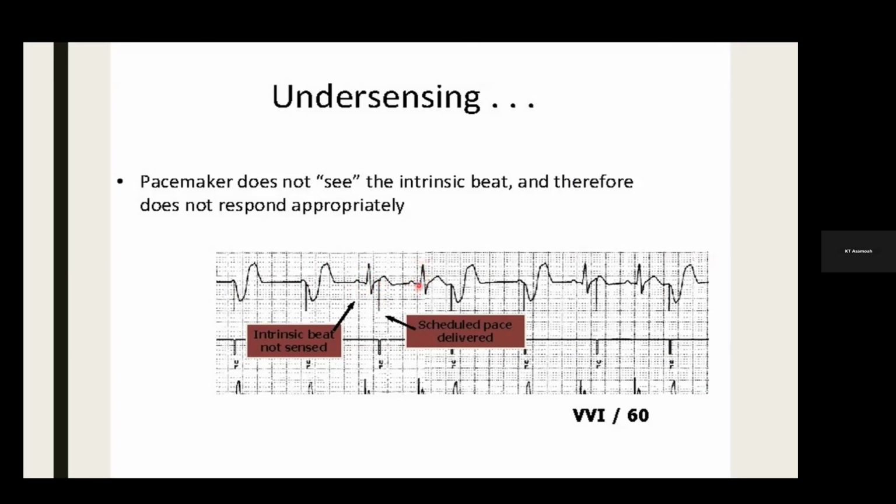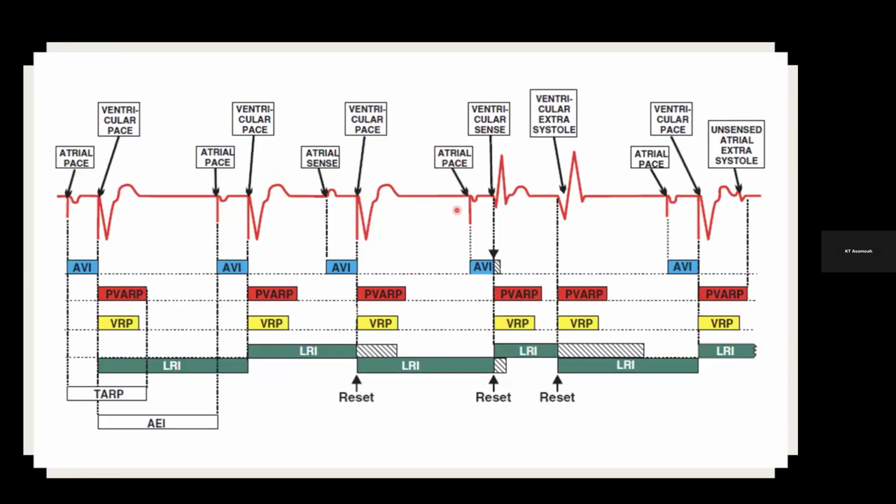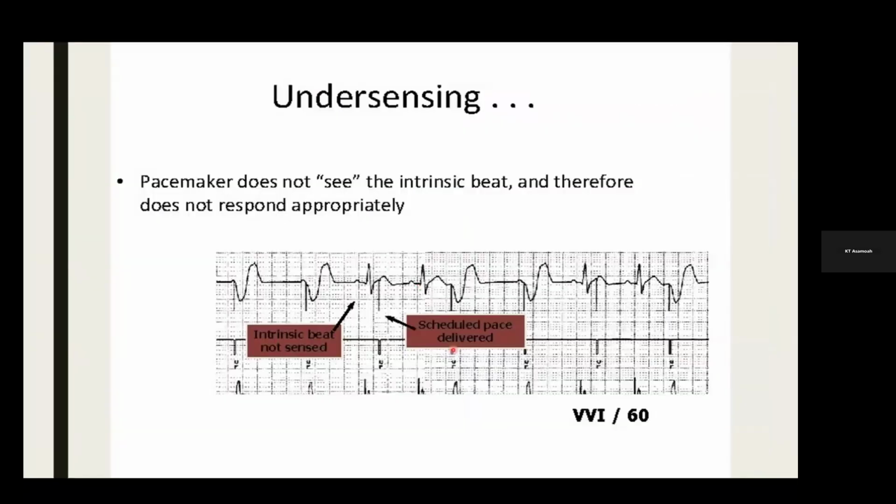So as you saw in one of the earlier diagrams, when it senses, the timers are to start afresh. But over here, it is not sensing because you can see that the timer is not starting afresh. The interval is not the same as the interval that you see earlier. Then here you have a paced one. Here, sinus, it doesn't sense it, it's fired. So this is what we call undersensing. It is not seeing what it should see.